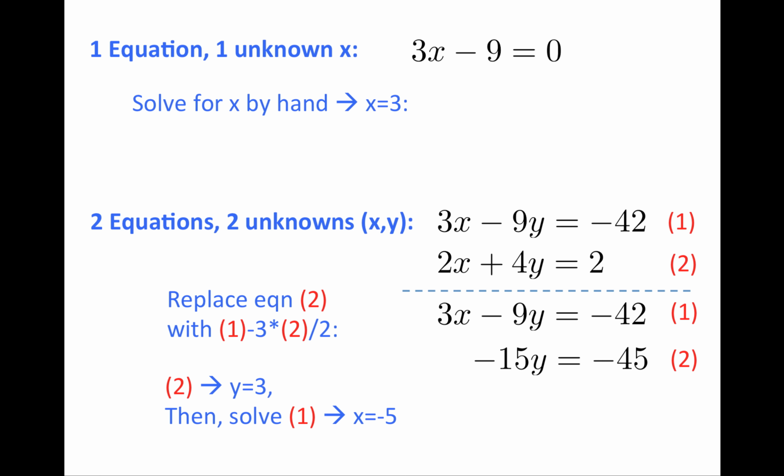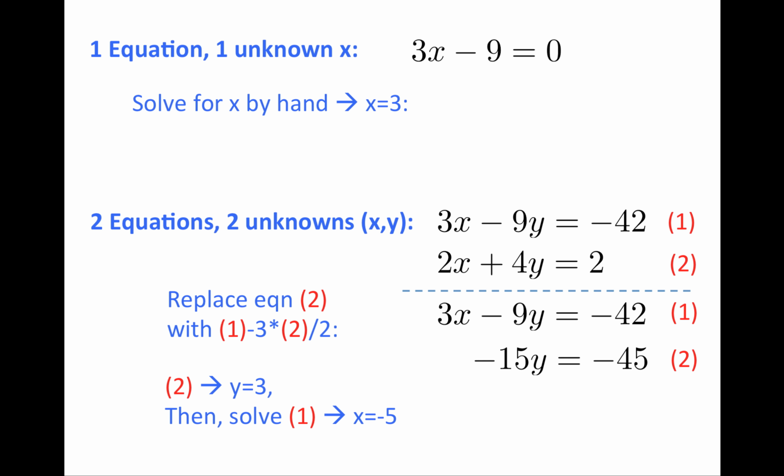The following is a quick introduction to solving systems of linear equations using Excel. We'll start by just looking at a single equation in a single unknown. We usually would just solve this kind of equation by hand because they're so simple. Here we have 3x minus 9 equals 0, and we can solve this by hand to get x equals 3.